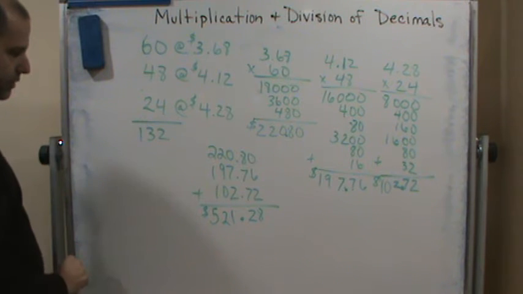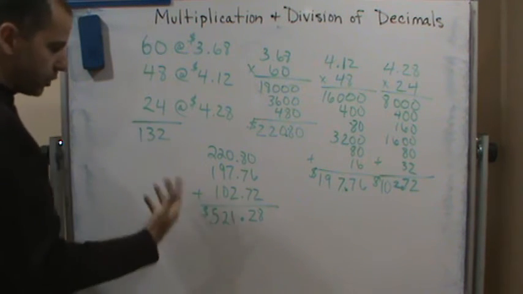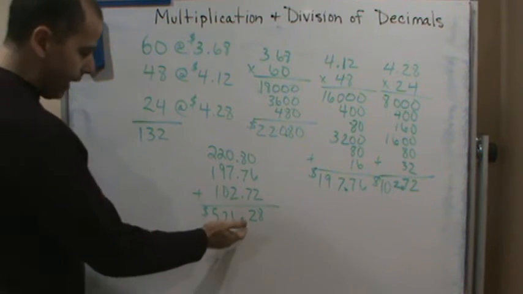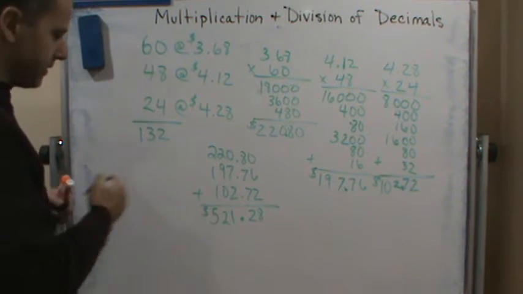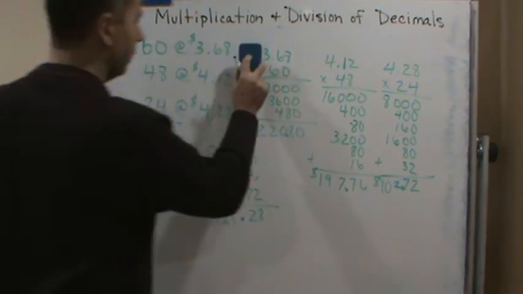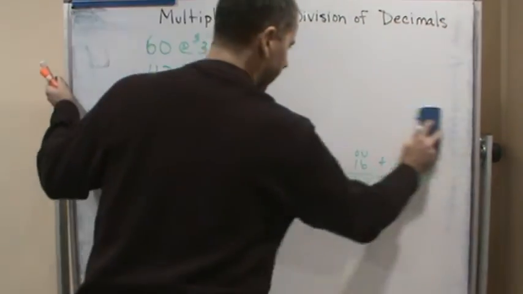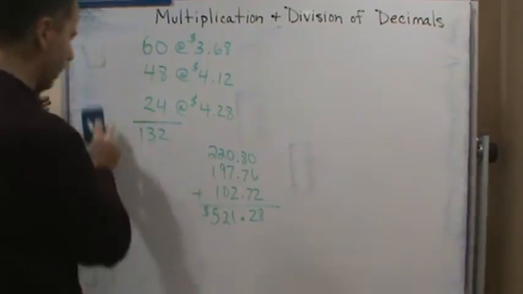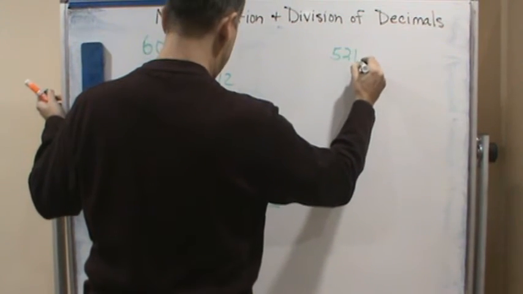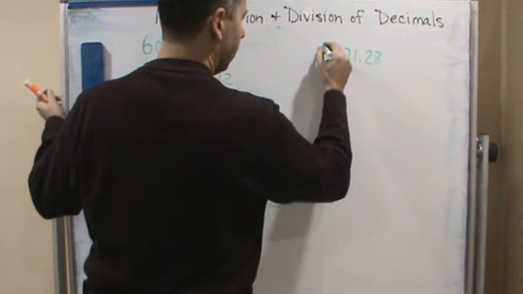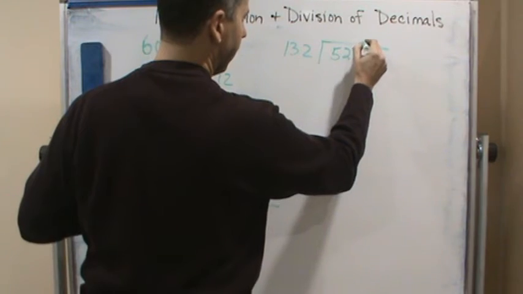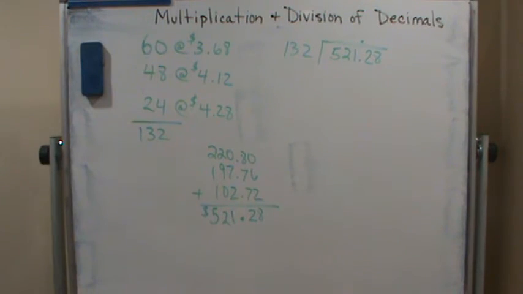So now I've got my total sum for all the cost for all the orders, and now I know how many components I bought. So to get the average cost or the average price per component, I take this and divide by that, and that's going to give me the average. So let's do that. I'm going to erase this, I don't need this right now. So now I'm going to take 521.28 divided by 132. I'm going to raise the decimal point up. Don't forget to do that.